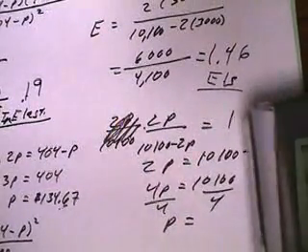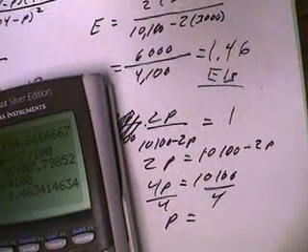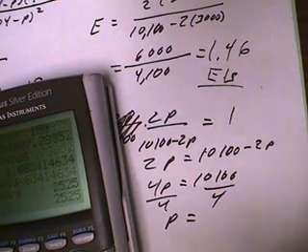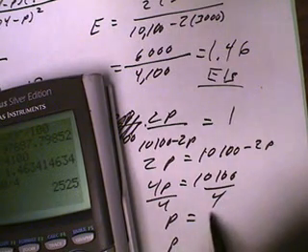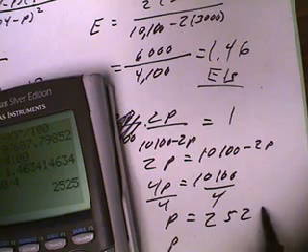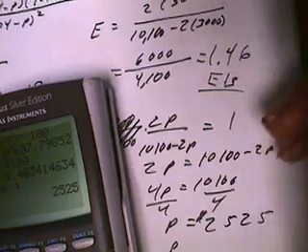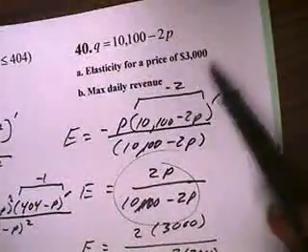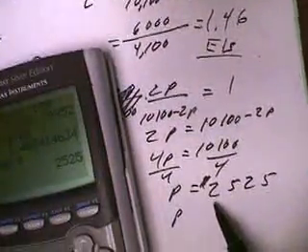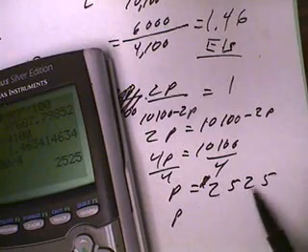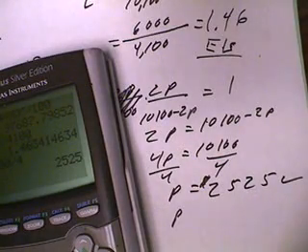Okay, so 10,100 divided by 4, which gives me a price of $2,525. Okay, so yep, my price is way over $3,000, way over. Should have been charging $2,525 to maximize the revenue.